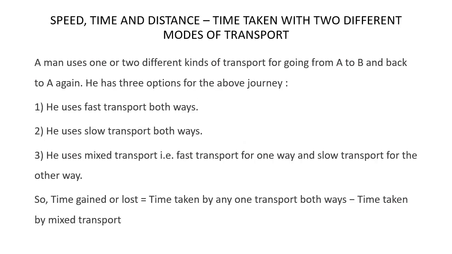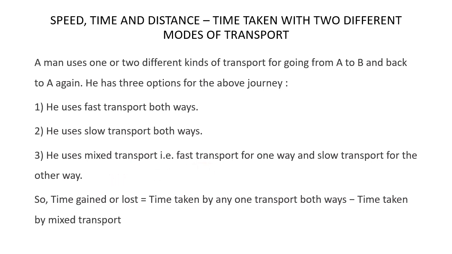Let's understand the concept of time taken with two different modes of transport. A man uses one or two different kinds of transport for going from A to B and back to A again. He has three options for the above journey. He uses fast transport both ways. He uses slow transport both ways. He uses mixed transport, that is, fast transport for one way and slow transport for the other way.